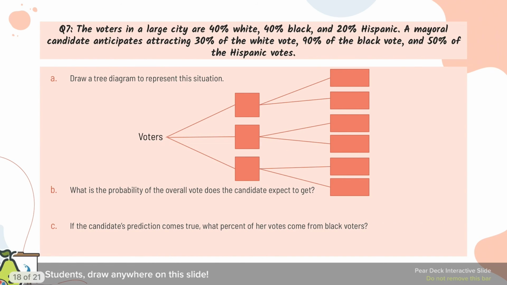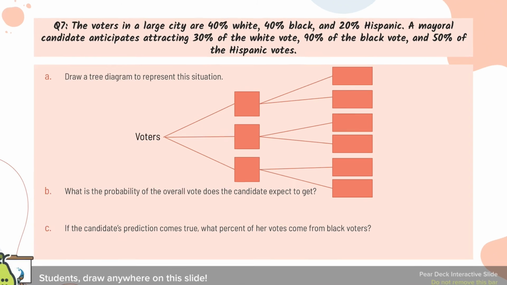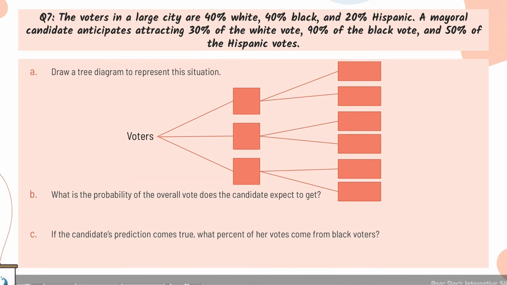Okay, next one. So here we have voters. Within the voters, we have white people, black people, Hispanic people, and of those people, there is also a percentage that indicates if they are going to vote for the mayoral candidate. So first we have to draw a tree diagram, and in the boxes we are going to indicate the races and the percentage for each. So that's what we indicated first, and then second we have to see if people are going to support or not support based on the race.